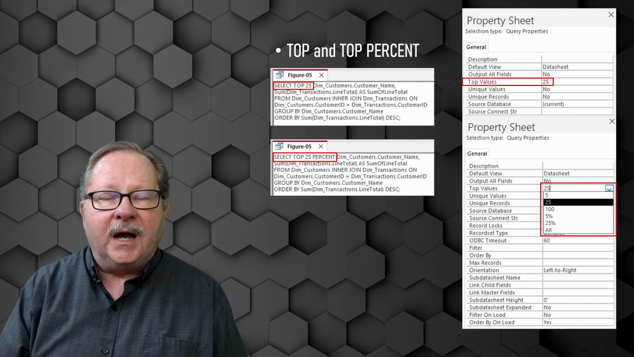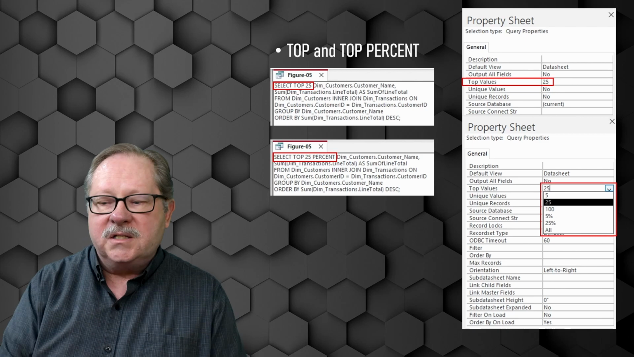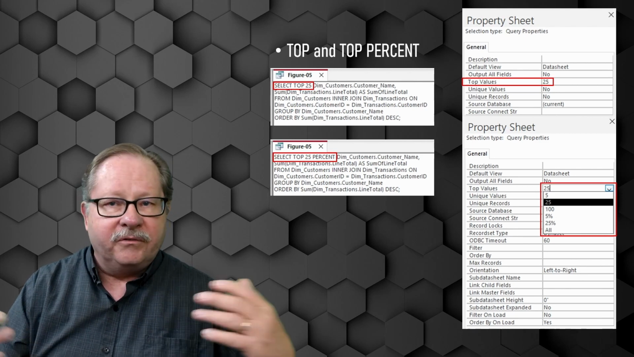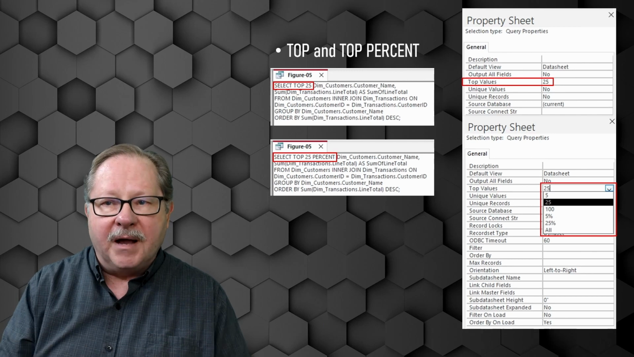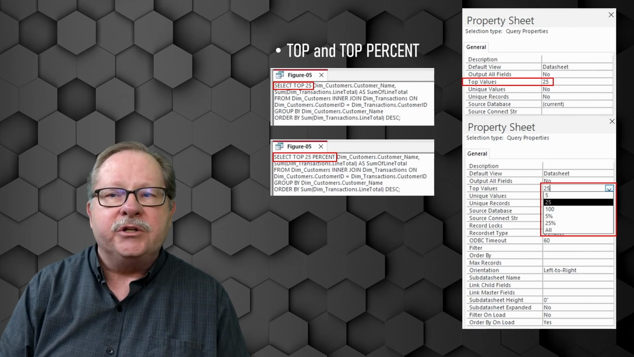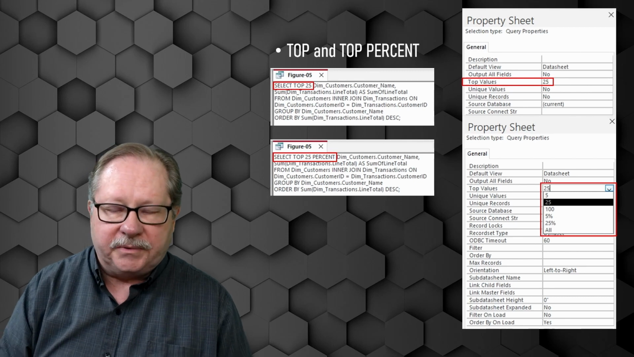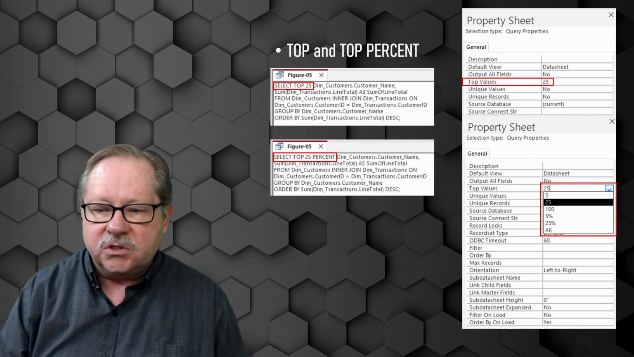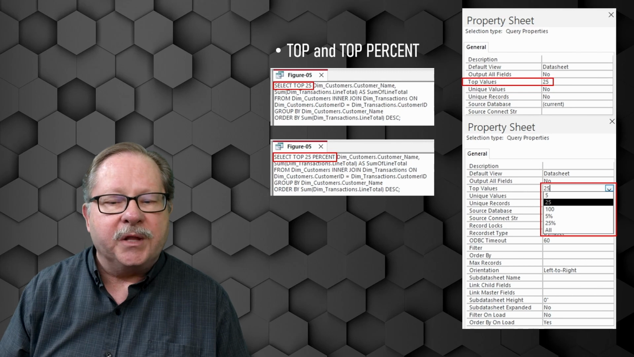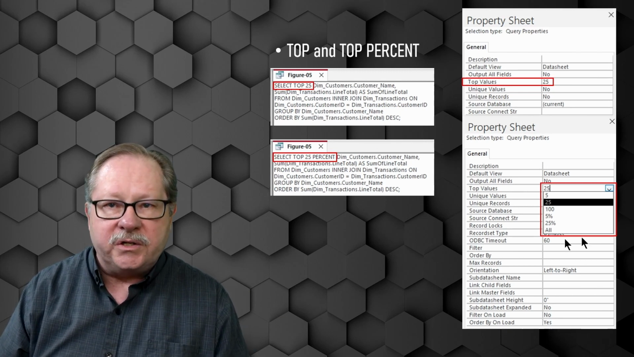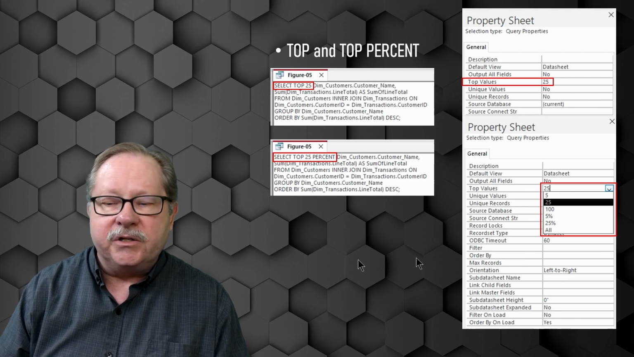Now note that when I select 25, I can then edit it and make it 30 or 50 or 25 or whatever amount I want. I'm not limited to just the ones in the drop-down list, which is nice. So I can customize this without actually having to go back into the SQL to change it. I can dynamically change it right on the property sheet.